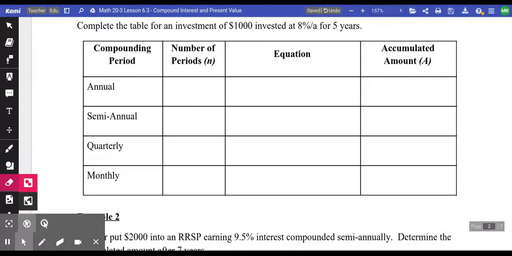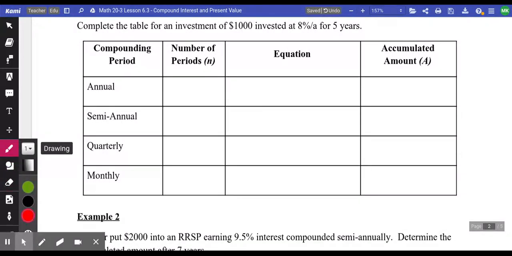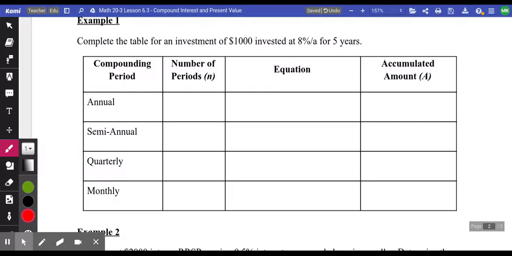For this question, what's the total number of times that you're going to get charged interest? They give us 4 different situations: annually, semi-annually, quarterly, monthly. And all those things are going to happen for 5 years. If you're getting charged annually, that means once a year. So the total number of times you're going to be charged interest would be 5, because there's 5 years.